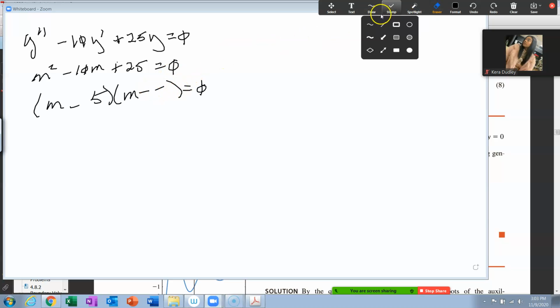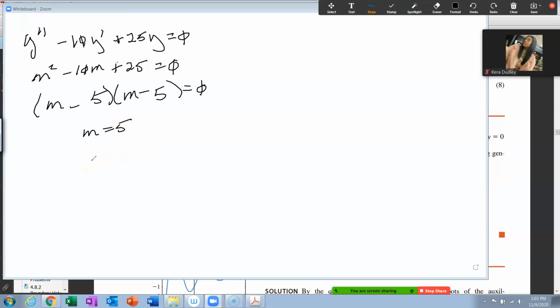Okay, m minus 5 times m minus 5. I don't know where that other mark came from. I can't get my drawing pen to come back. Okay, that's what you got. Well, that's obviously m equal 5, but it's a double root. Okay, what can you do with that?